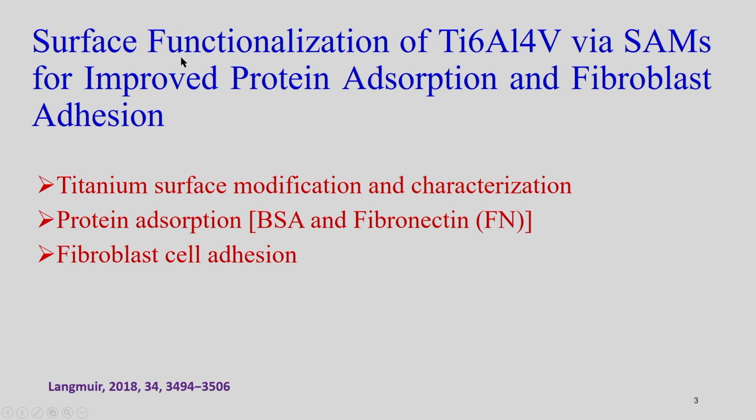The first one will discuss the surface functionalization of titania by formation of different self-assembled monolayers, to see how it improves protein adsorption and fibroblast cell adhesion. The very first step will be the surface modification of titania and its characterization, then protein adsorption. Here we have chosen two proteins: albumin, which is a non-adhesive protein, and fibronectin, which is an adhesive protein. Then we will analyze the adhesion of fibroblast cells on the modified surface. This is published in Langmuir, so for more detail you can refer to this paper.